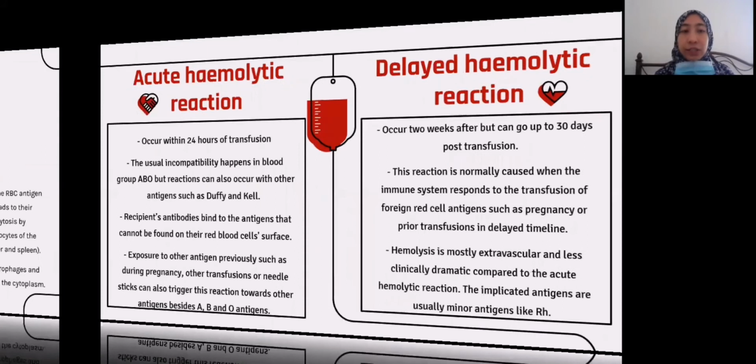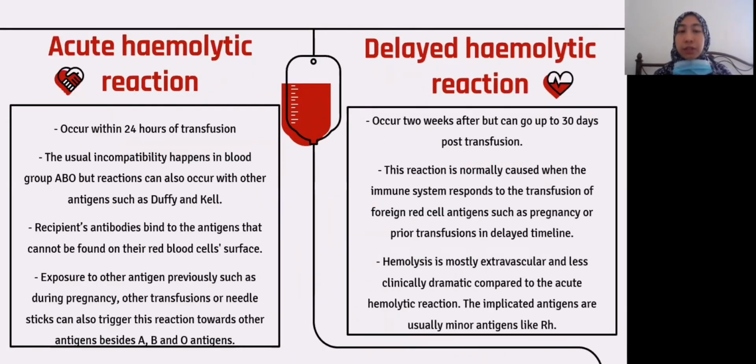For HTR, there are two types which are acute and delayed. Acute occurs within 24 hours of transfusion. The usual incompatibility happens in the ABO blood group, but reactions can also occur with other antigens such as Duffy and Kell. The recipient's antibodies bind to antigens that are found on the donor red blood cell surface. But exposure to other antigens previously, such as during pregnancy, other transfusions, or needle sticks, can also trigger this reaction towards other antigens besides the ABO group.